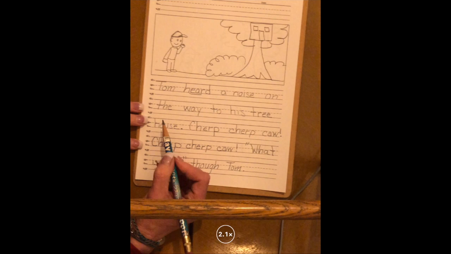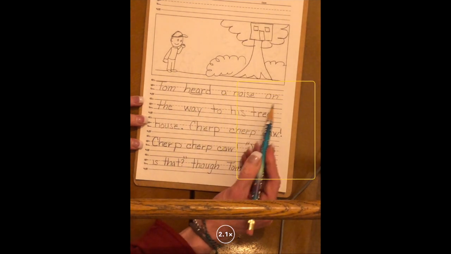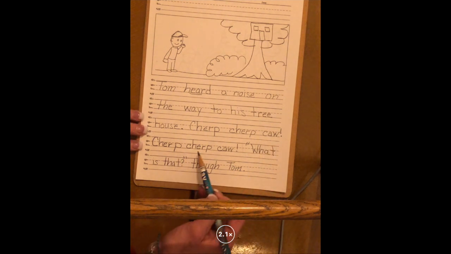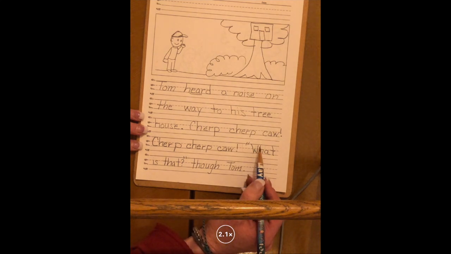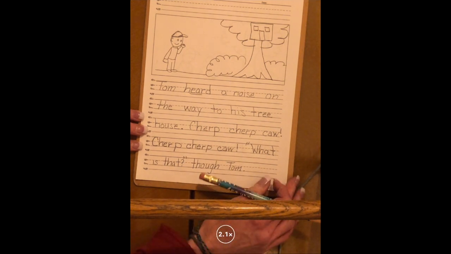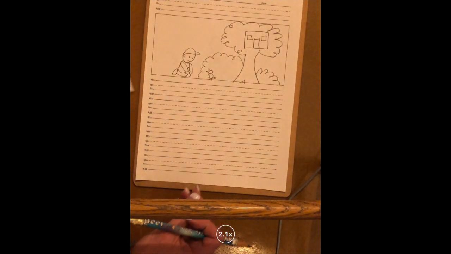Okay, so far I have: Tom heard a noise on the way to his tree house. Chirp, chirp, caw, chirp, chirp, caw. "What is that?" thought Tom. And again, it's just like when someone's saying something, you're going to put the quotation marks around it. So Tom's thinking this, so we're going to put quotation marks around it. Now let's move to our next page.